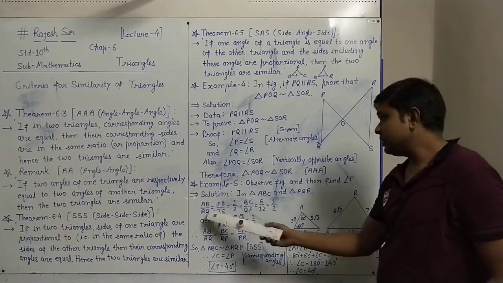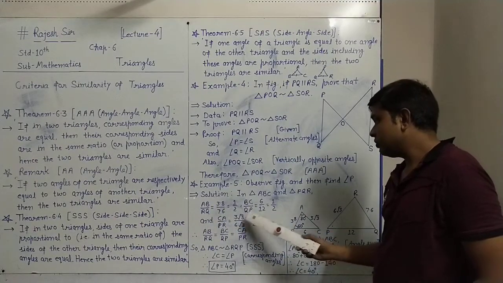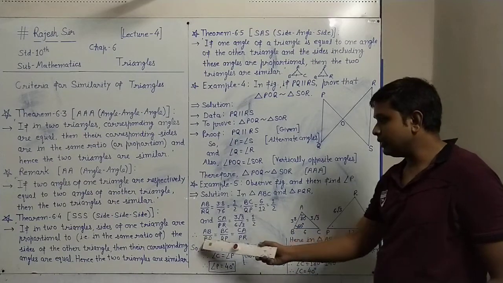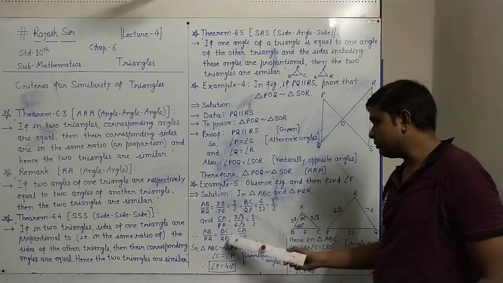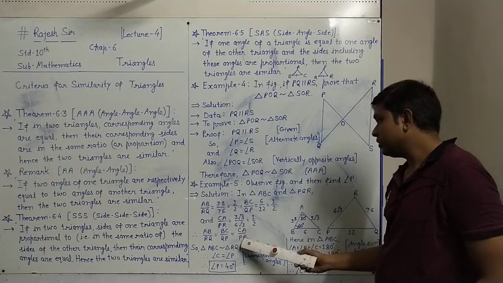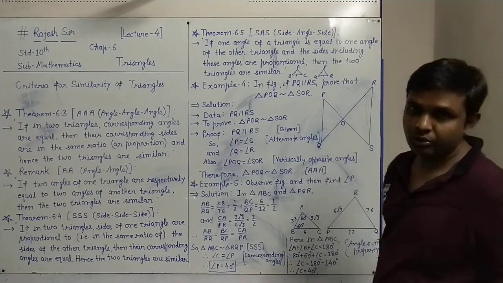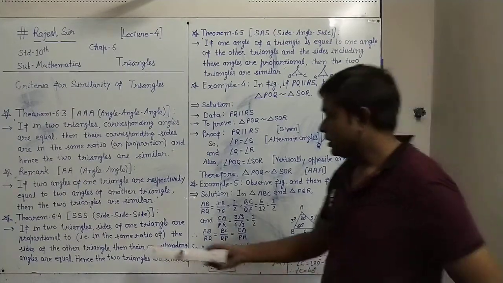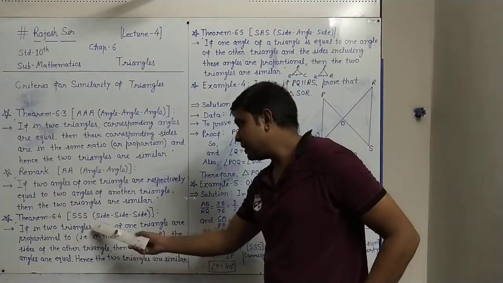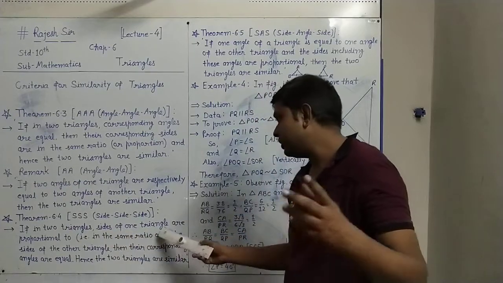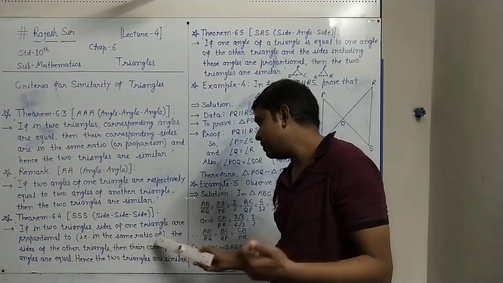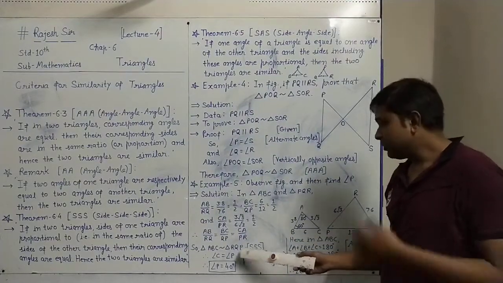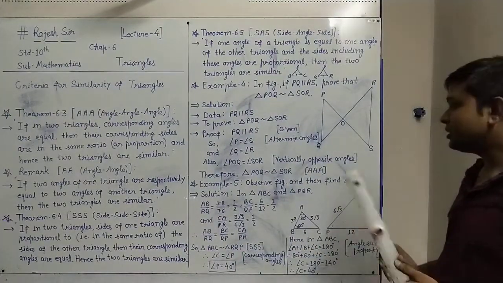So we can see that all the ratios of the sides are equal: 1 by 2, 1 by 2, 1 by 2. AB upon RQ equals BC upon QP equals CA upon PR, because all are 1 by 2. So all the sides are in the same ratio. This is the SSS criterion: if the sides of one triangle are proportional to the sides of the other triangle, as happens here, then the given two triangles are similar.